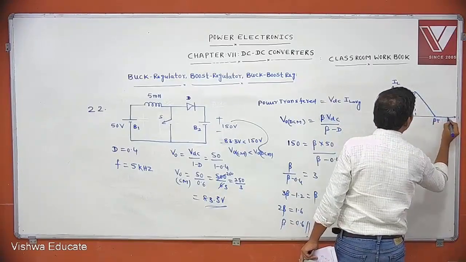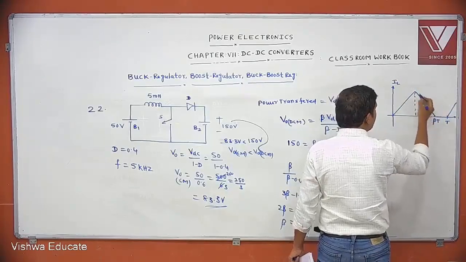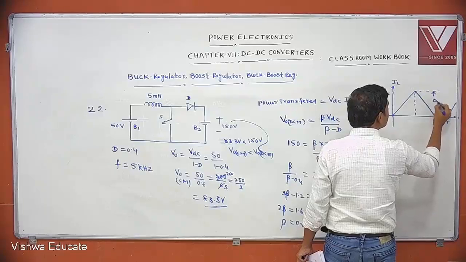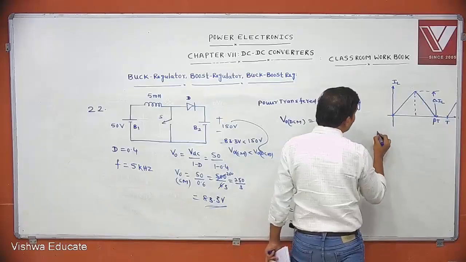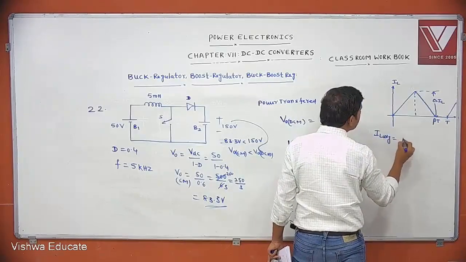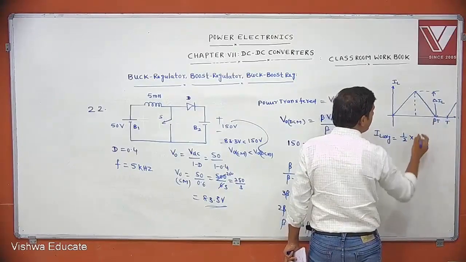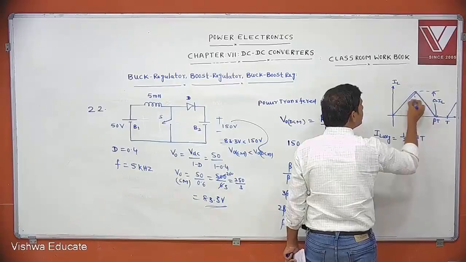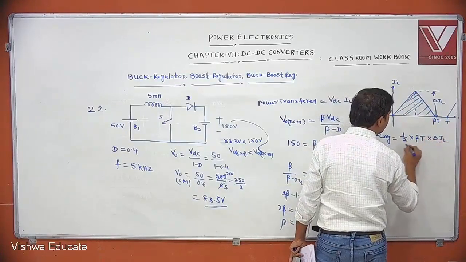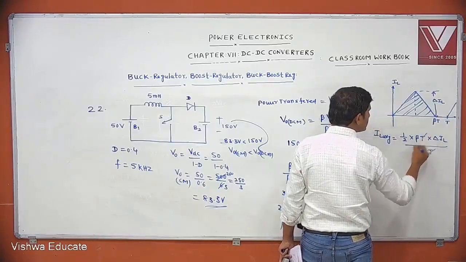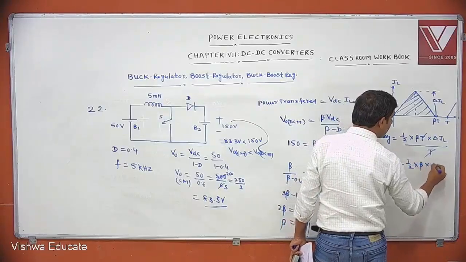Beta T. This is T, and from here the waveform starts again. This is the IL waveform. The peak value is delta IL. Then what is IL average? IL average equals half into beta T into delta IL by T, the total average inductor current. Then T cancels, so IL average equals half into beta into delta IL.